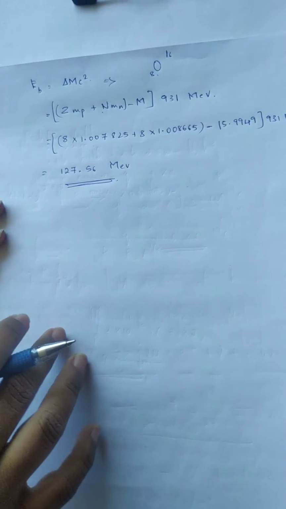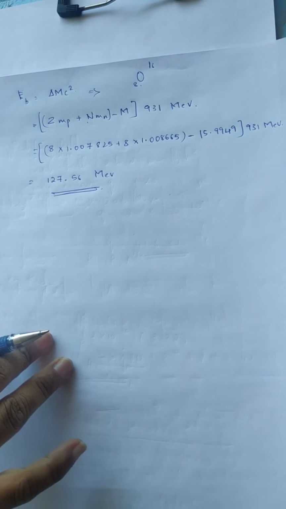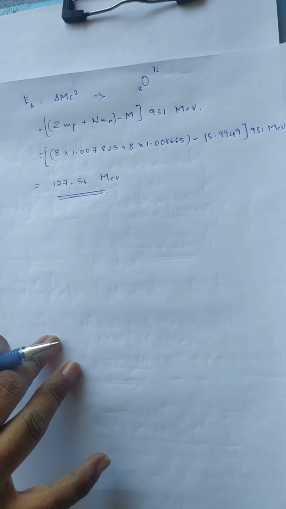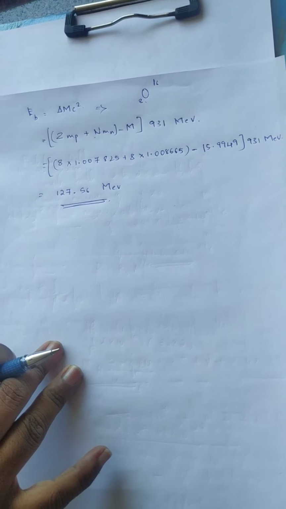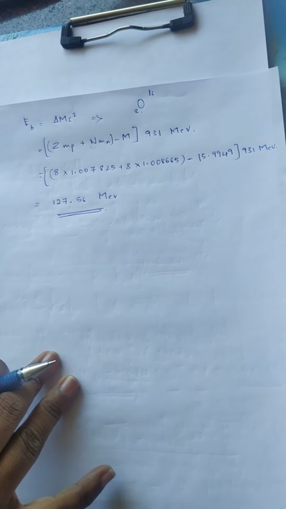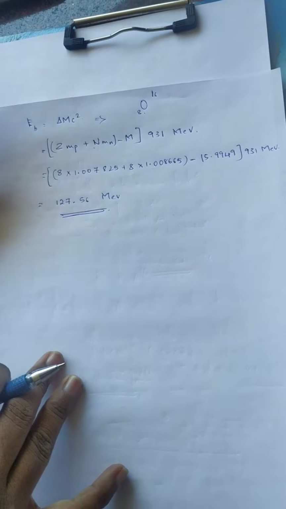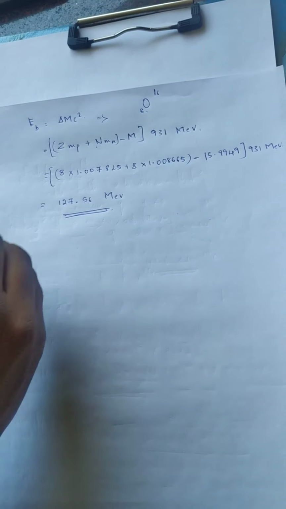So very simple. They have given everything. They have told you to find the binding energy, and they have given the mass of oxygen, mass of proton, mass of neutron. With that you can calculate the binding energy in this way.